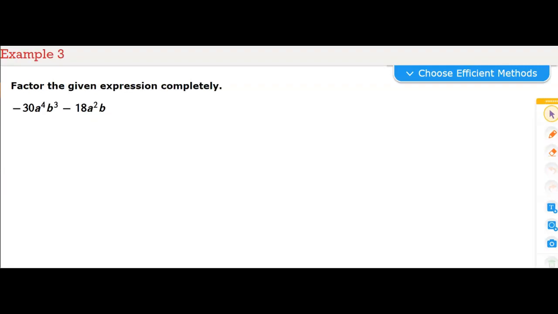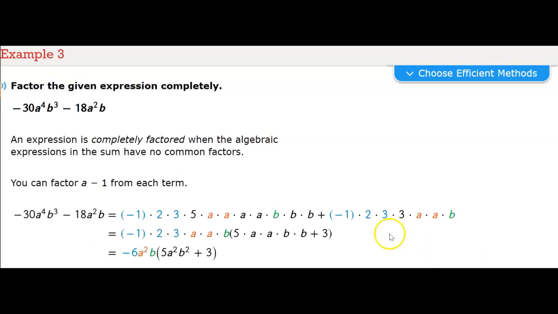Factor the given expression completely: −30a⁴b³ − 18a²b. An expression is completely factored when the algebraic expressions in the sum have no common factors. You can factor a −1 from each term. So as you see here, I took out negative 1 from each of the terms. This is the first term, then this is the next term, and they took the negative 1 out.